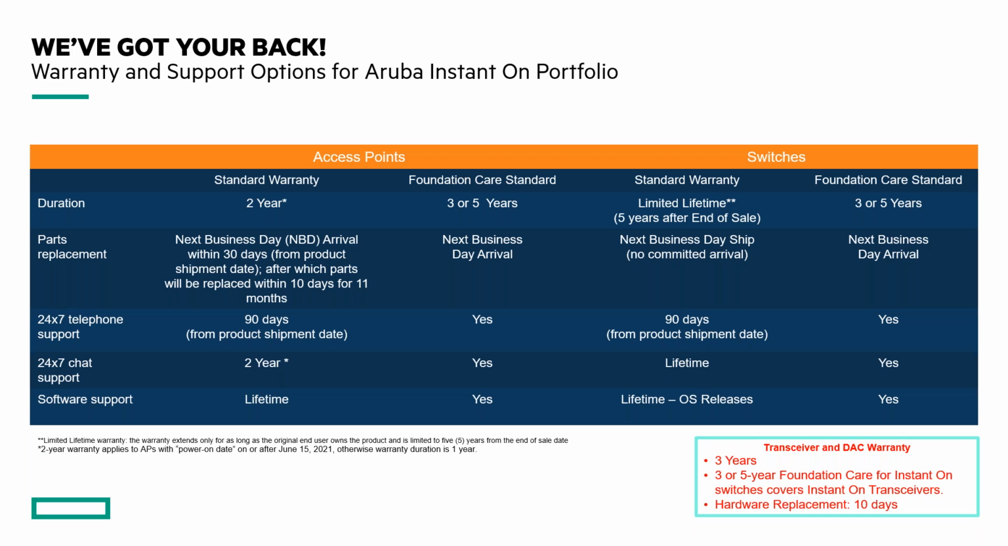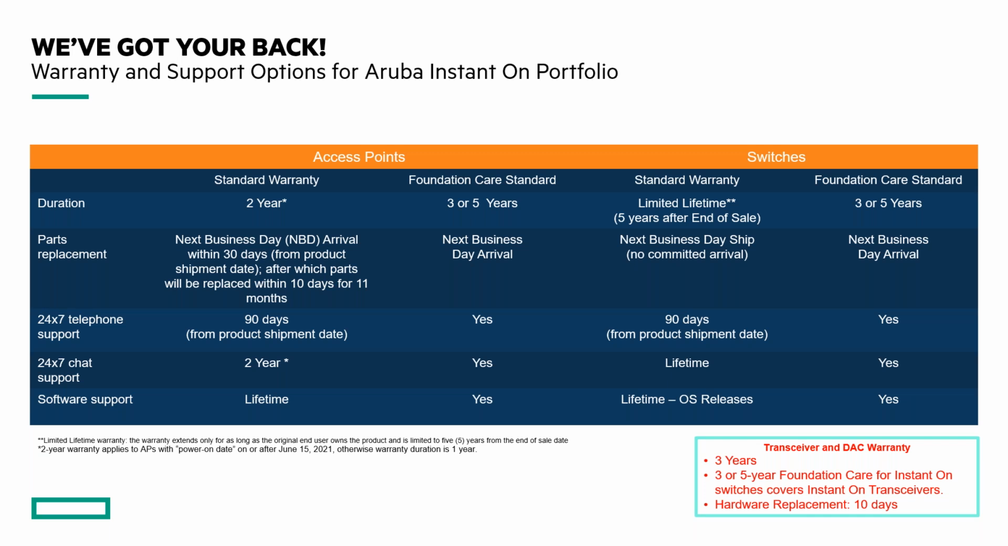Your phone support is only 90 days. The chat support you get for the full 2 years. And then the software support you can continue to get for lifetime on the APs. But if you buy the foundation care or 3-year or 5-year options, all that gets enhanced to the next level, particularly the next business day turns into true next business day arrival for that full time period. And all those other offers around phone support, chat support, etc., go to that full 3-year or 5-year time period as well.